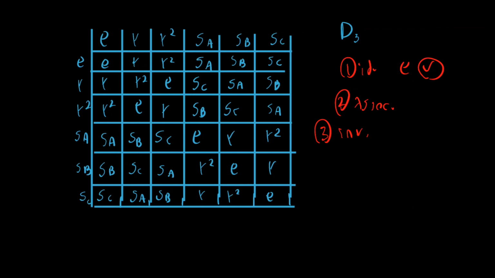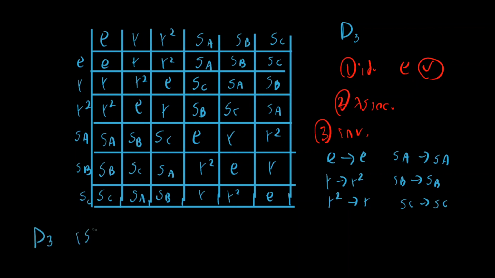Let's explicitly state what that is. For E, its inverse is E. For R, its inverse is R squared. For R squared, its inverse is R. For SA, its inverse is itself. For SB, its inverse is itself. And for SC, its inverse is itself. So we have that D3 is a group, yes. So we have proven the statement that we claimed above.